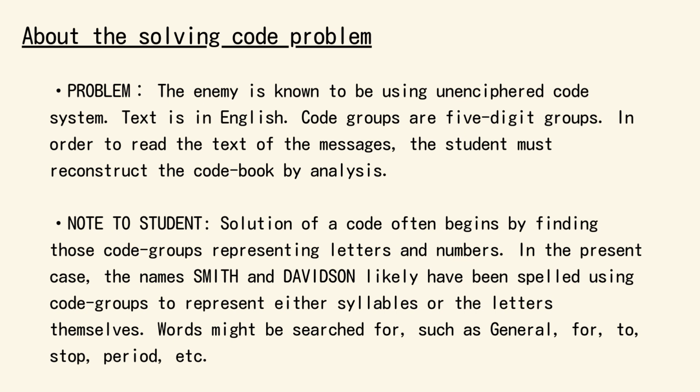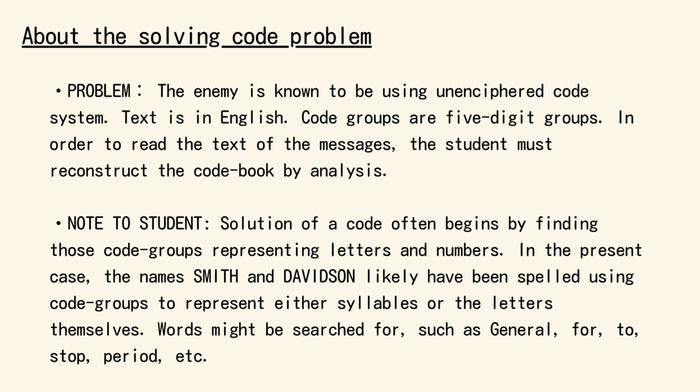About the code problem. Problem: the enemy is known to be using an unenciphered code system. Text is in English. Code groups are 5-digit groups. In order to read the text of the messages, the student must reconstruct the codebook by analysis.